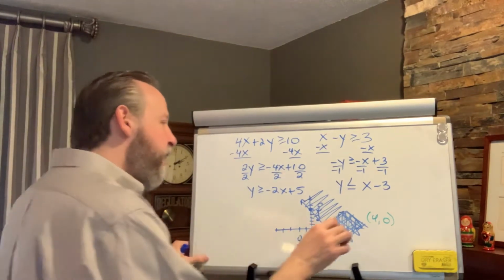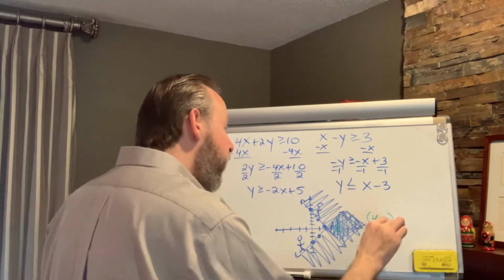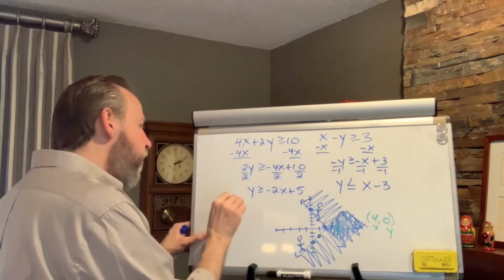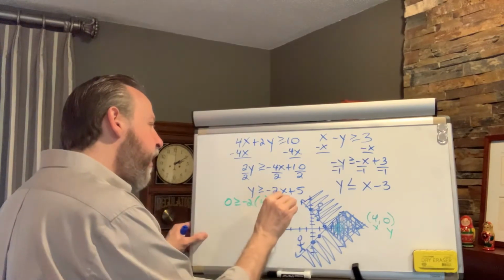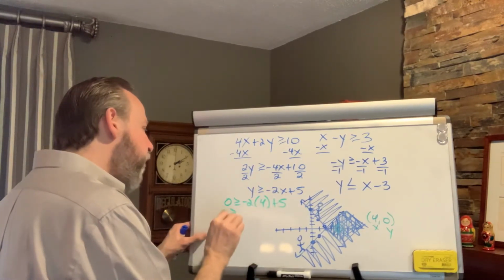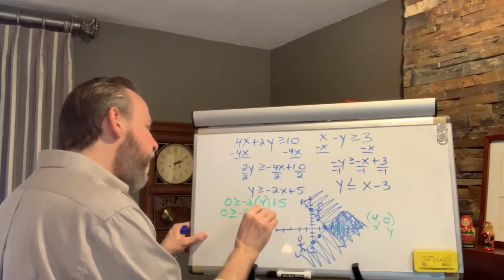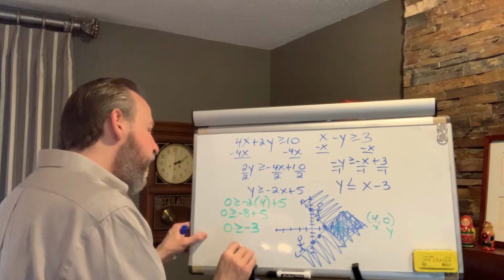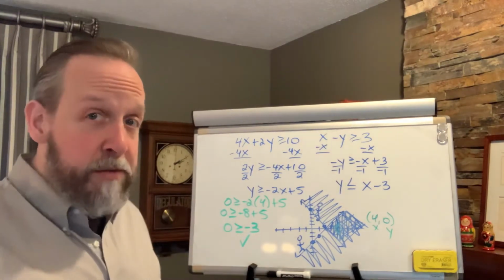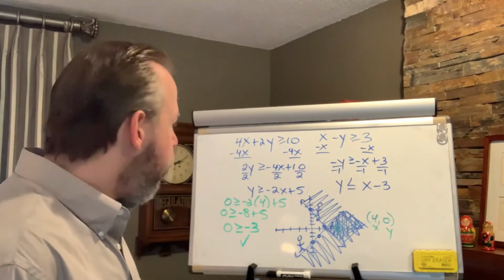Which means that I need to check whether it actually works. So is 0 greater than or equal to negative 2 times 4 plus 5? Is 0 greater than or equal to negative 8 plus 5? Is 0 greater than or equal to negative 3? 0 is greater than any negative number, so yes, it certainly is.